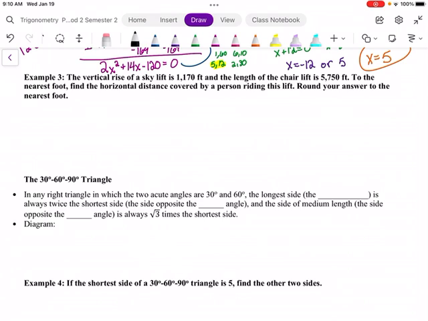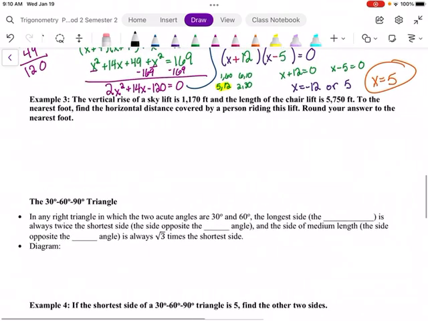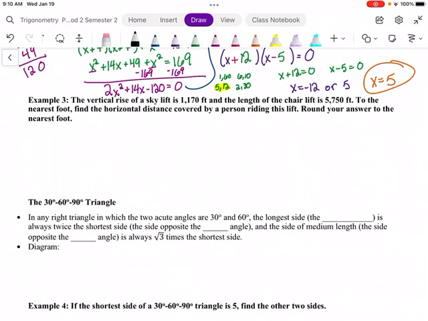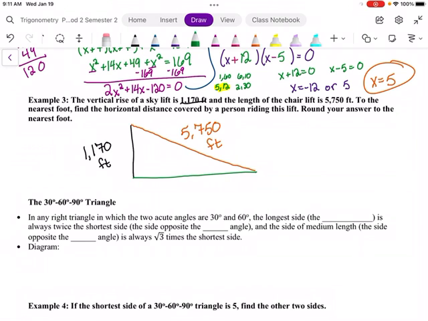For this one, vertical means up and down. So we know that this is going up and down 1,170 feet. So let's start with that. And we know the length of the chairlift is 5,750. And remember, a chairlift, that is the part that's going diagonal. So this is 5,750 feet. And they want us to find the horizontal length. That's what we're looking for. And we can assume that this is a right triangle because vertical and horizontal are perpendicular, which forms a right angle.